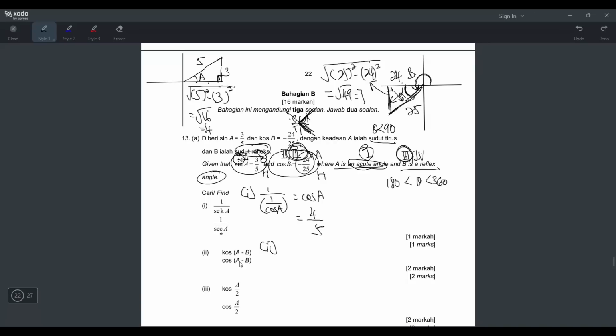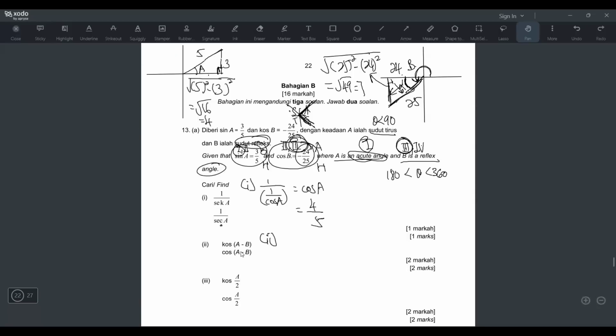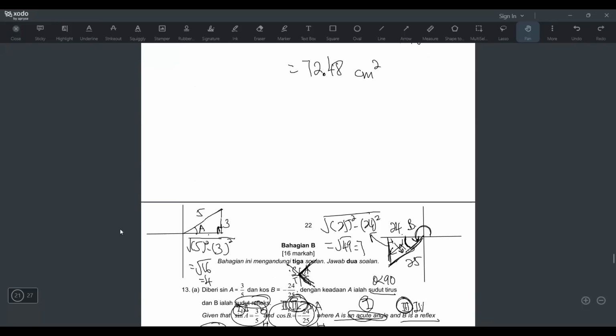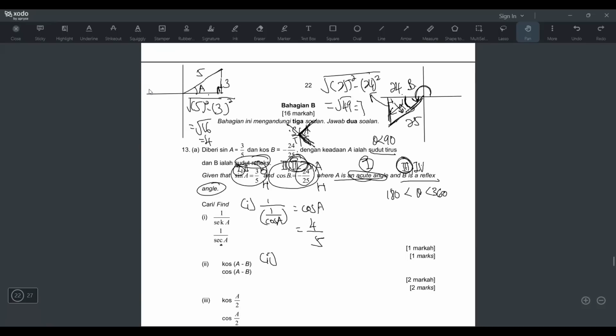All right, what about question 2? Cos bracket A minus B. This one you will use the addition angle formula because you have plus minus here, right? So I will write down the addition angle formula for you first.